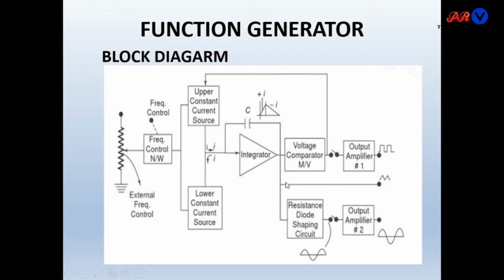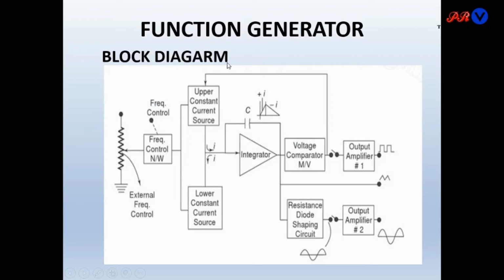Integrator is used to directly give the triangular wave, while here the multivibrator circuit or comparator circuit is used to generate the square wave, and the resistance diode shaping circuit gives shape to this integrator output as a sine wave. So in this way we will get different types of output waveform through the function generator. We will discuss its working in next slides.